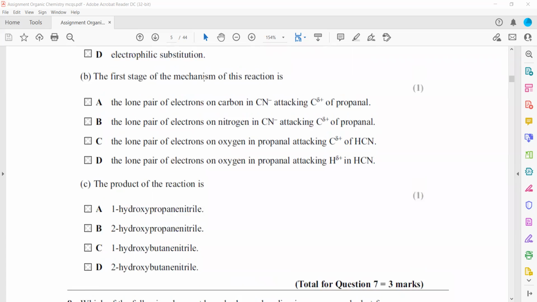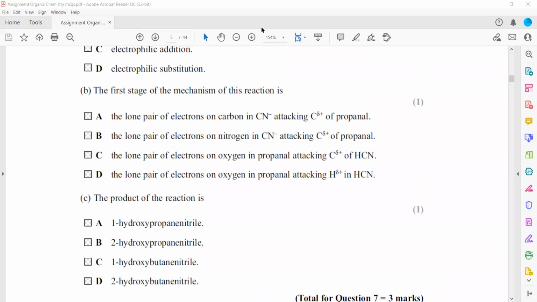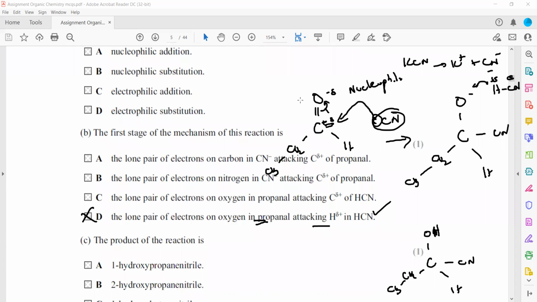Then the product of the reaction. So what is the product of the reaction? As we already completed, this is the product of the reaction, the last thing. So when we name this, this is a carbon chain for us. So we have 1, 2, 3, 4. So 1, 2, 3, 4. So at the second position we have a hydroxy group. So it is 2-hydroxy.